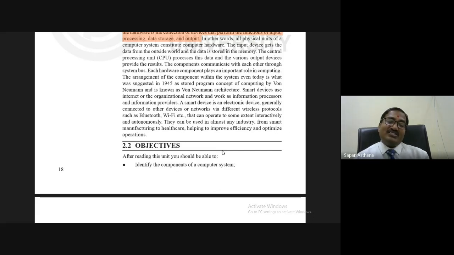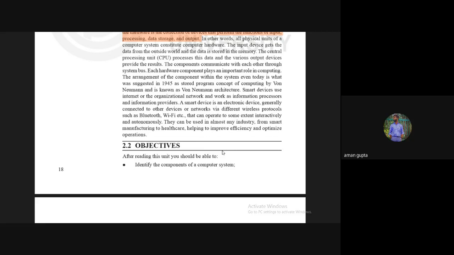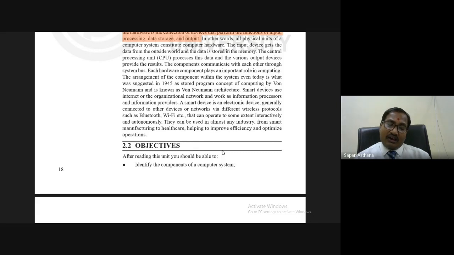how the various important smart devices work, that can operate to some extent interactively and autonomously. They can be used in almost any industry, from smart manufacturing to healthcare, helping to improve efficiency and optimize operations. Various types of smart devices are used in any industry and firm.